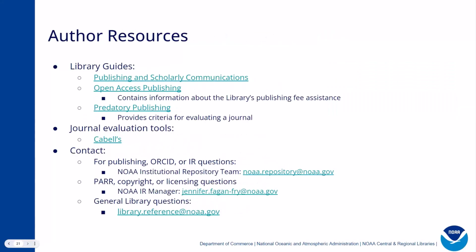So I've also listed here a bunch of the guides and things that I've mentioned. The Publishing and Scholarly Communications Guide, the Open Access Guide, that's where you can find info on the Wiley deal, PLOS Climate, and a little bit more about Annual Reviews as well. And we also have a predatory publishing guide. I've also linked here Cobbles, which is a tool to evaluate journals. It helps you determine if a particular journal may be in violation or practicing some predatory practices.